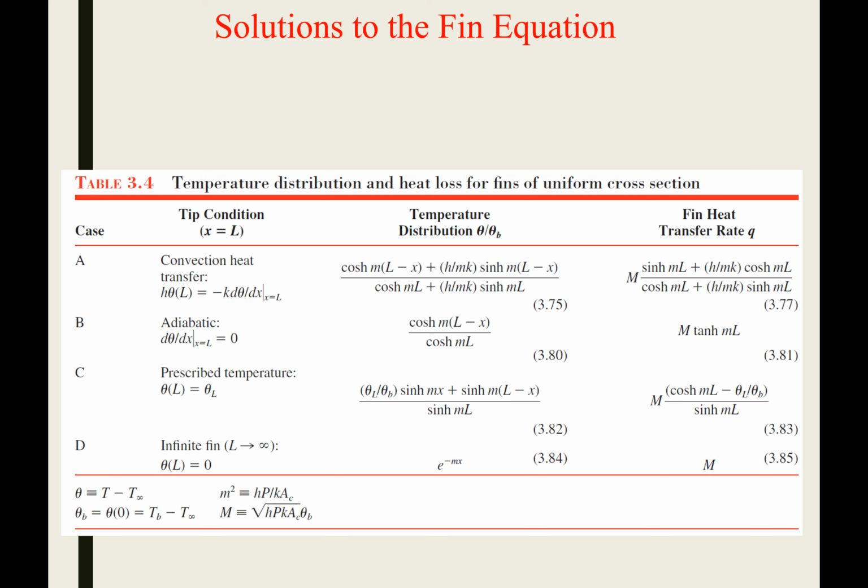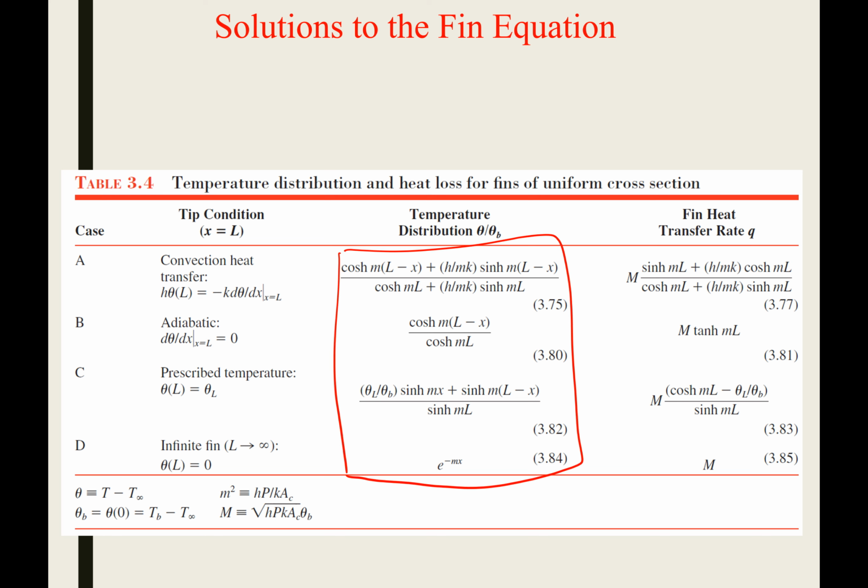So we have these different cases. Notice that here are the tip conditions. We can have convection happening at the tip. It could be adiabatic, it could be a fixed temperature, or it could be an infinitely long fin. And then depending on our tip condition, our temperature distribution is going to look different.